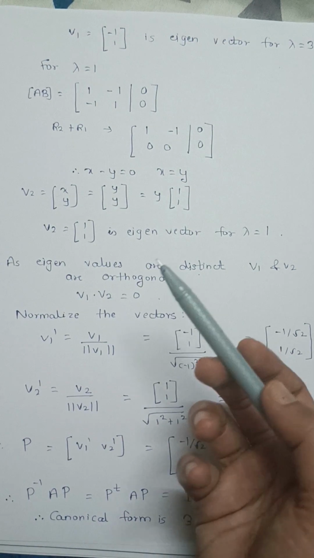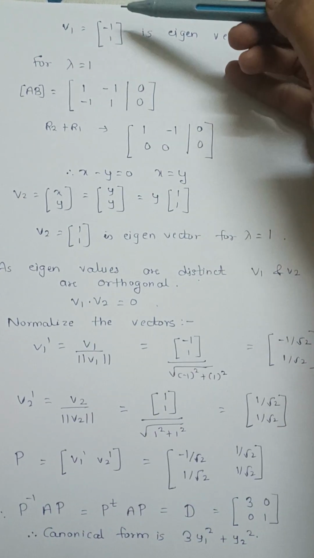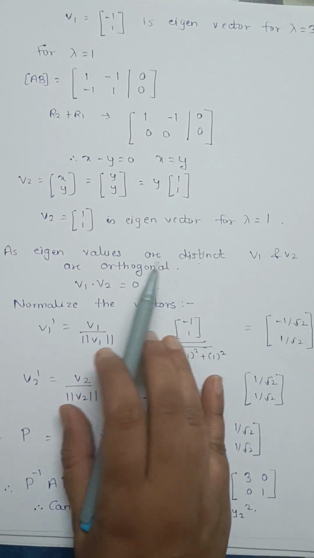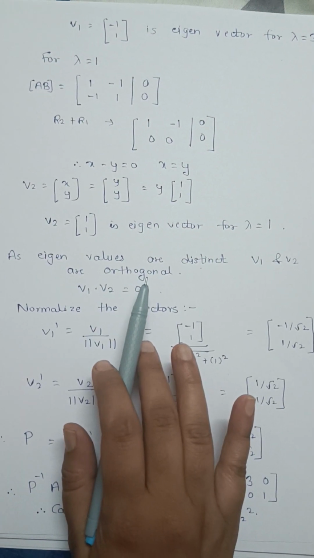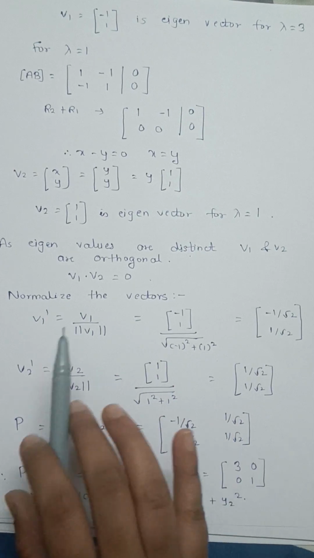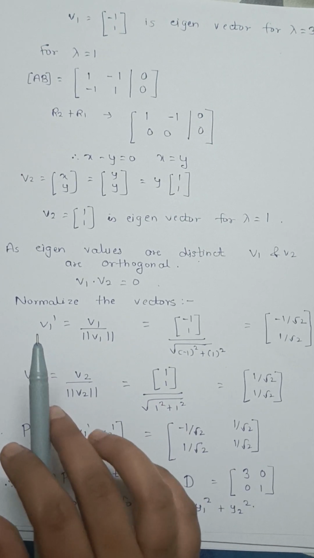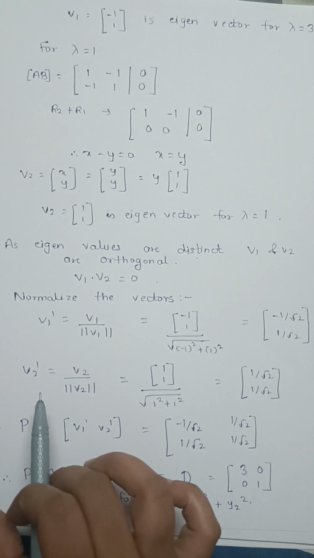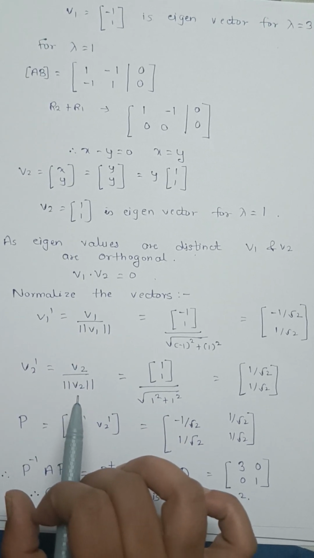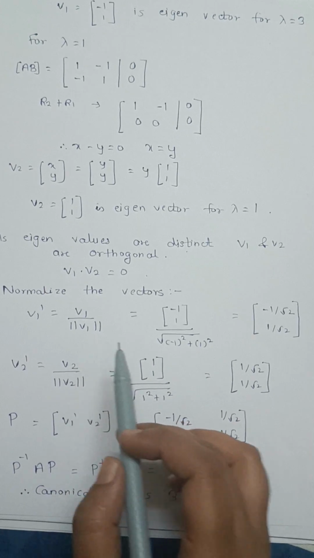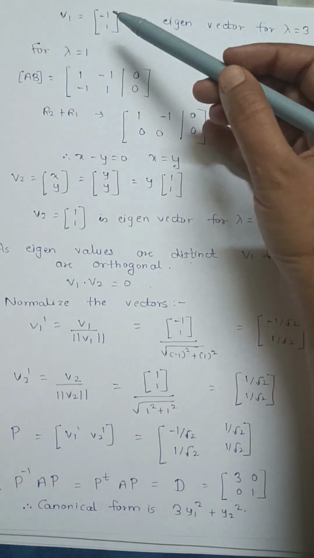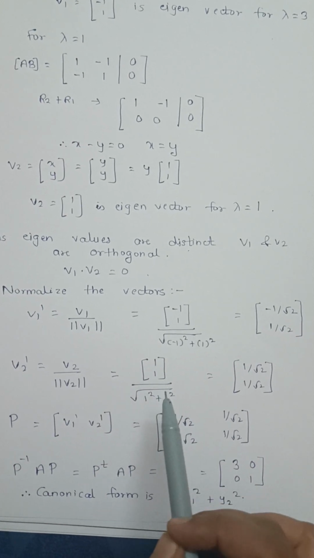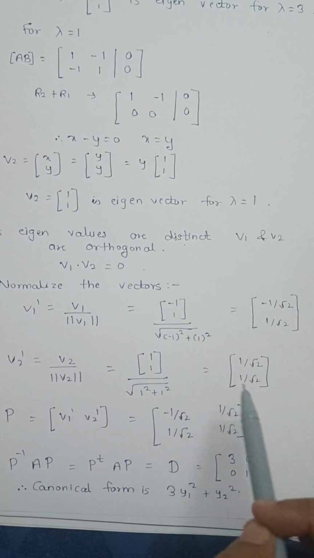It is orthogonal means what? The inner product is 0, meaning minus 1 into 1 plus 1 into 1 is 0. As the vectors are orthogonal to each other, the next process is to normalize the vectors. How to normalize the vector? V1 dash is calculated as V1 upon norm of V1 and V2 dash is calculated as V2 upon norm of V2. What is norm of V1? Square root of minus 1 square plus 1 square. Norm of V2 will be square root of 1 square plus 1 square. This is V1 dash and V2 dash.